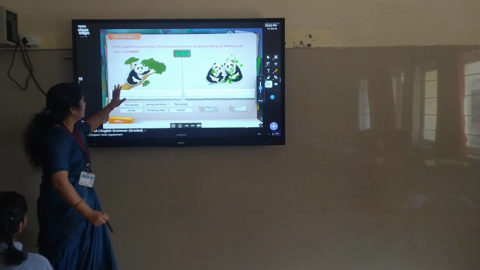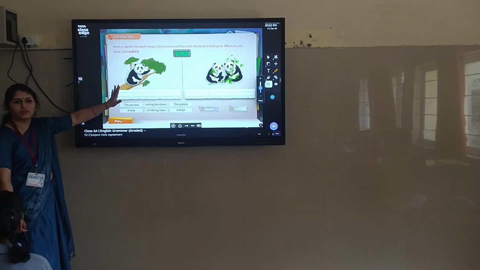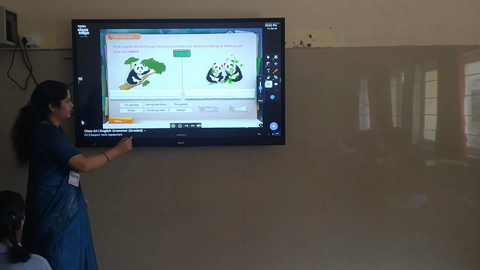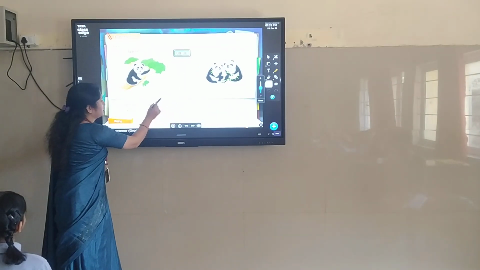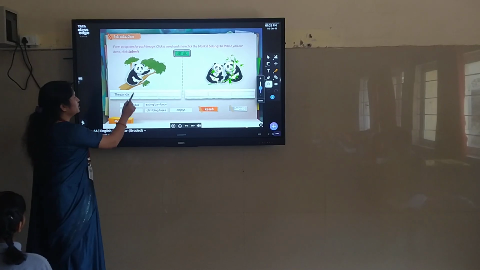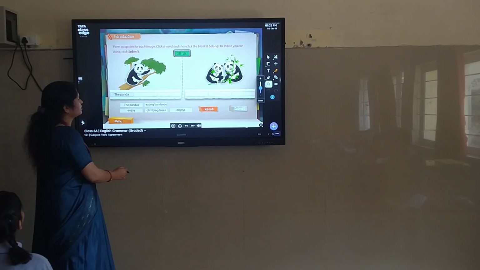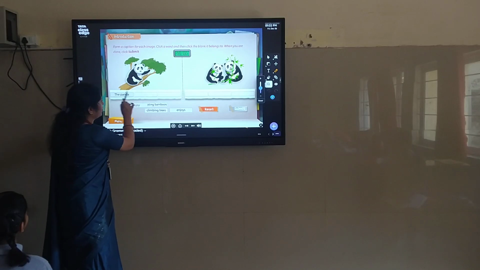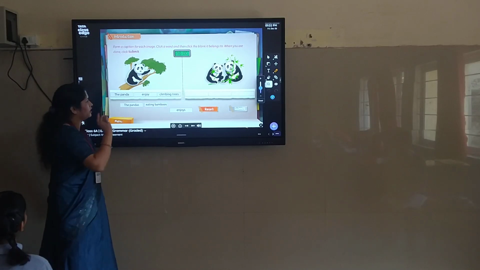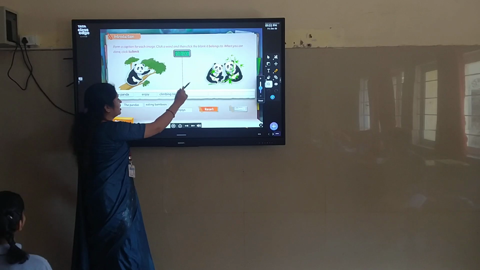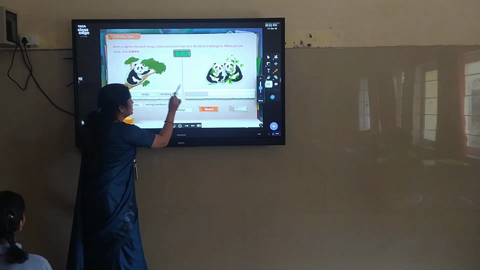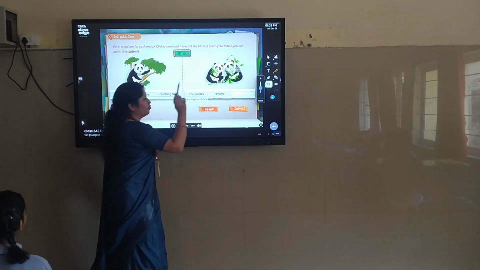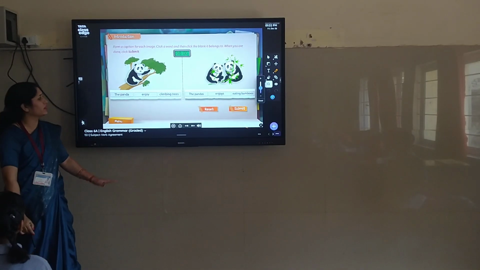Now, here you can see the picture of a panda. Okay. How many pandas are here? Only one. So, I am going to drag this, the panda. What is he doing? Climbing. The panda enjoys climbing trees. Okay. In the second sentence, there are two. The pandas enjoy eating bamboos.